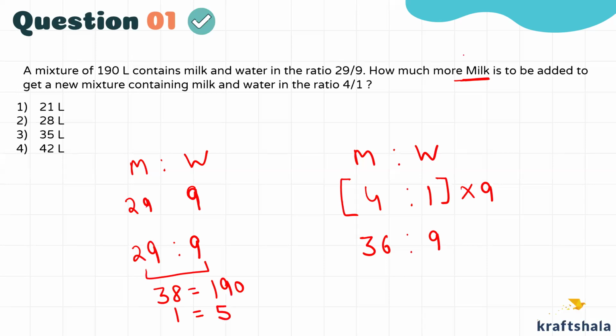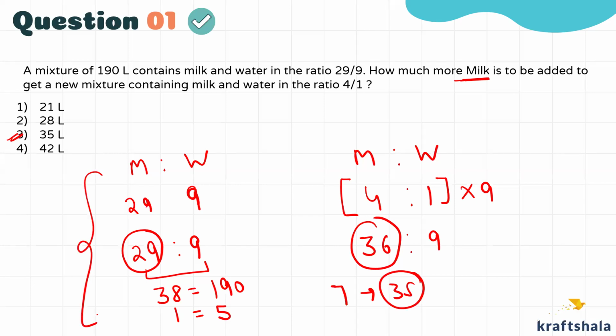Now how much milk is added? 29 parts से 36 part. How much is added? 7 part. 1 part is 5. So 7 part will be 35. So you could have solved it directly as well. Okay, just by applying some logic, you could have solved it without using pen and paper. So this particular thing will not require it.